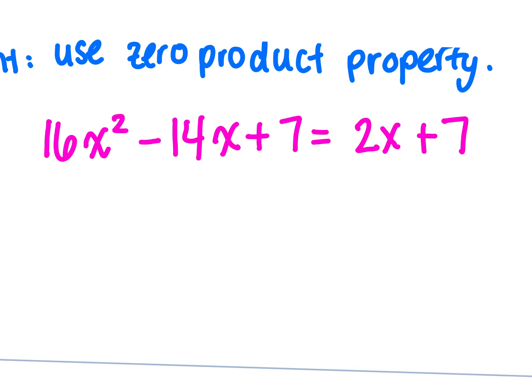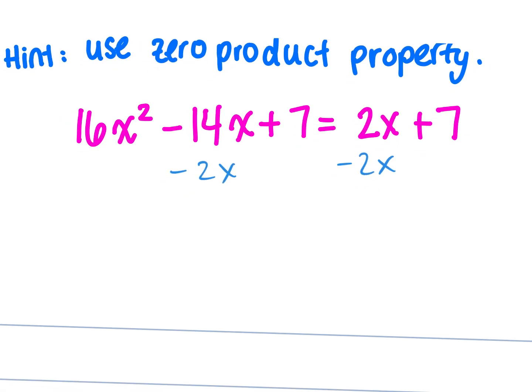So let's start with the 2x, minus 2x. We subtract 2x. Why does 2x go underneath 14x? Because like the 16x, it has an exponent of 2, and this has an exponent of 1. Very good. So we subtract them. What do we get? You get 16x squared minus 16x, and the 7, negative 7.